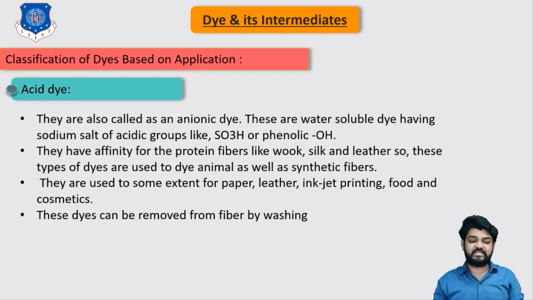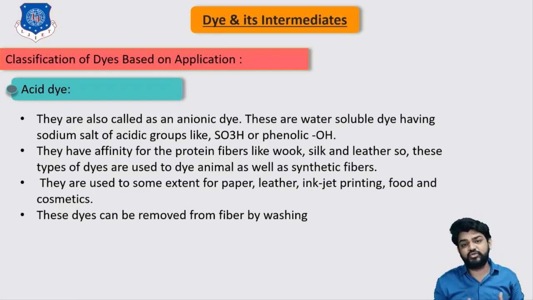So the first class is the acidic dyes. As you can make out from the name, these dyes are acidic in nature and are sometimes also called anionic dyes. These are water soluble dyes having a sodium salt of an acidic group such as SO3H or a phenolic group, that is OH negative. They have affinity for protein fibers like wool, silk and leather. So these types of dyes are used to dye animal as well as synthetic fibers. Basically these dyes have more affinity towards wool or silk kind of fabrics.